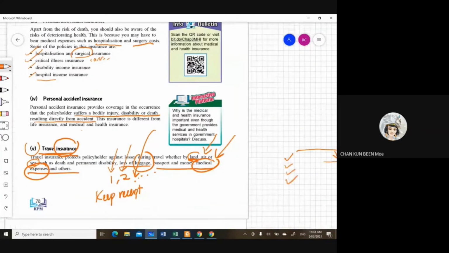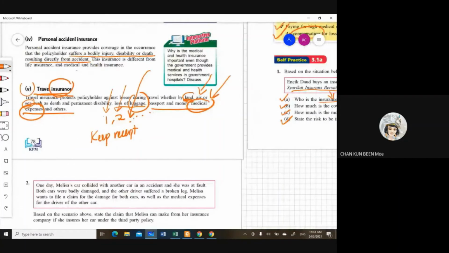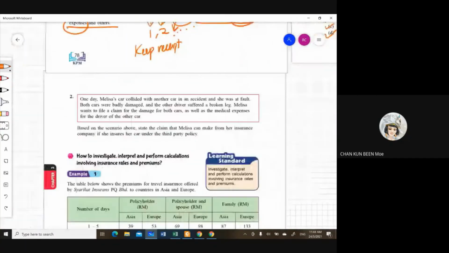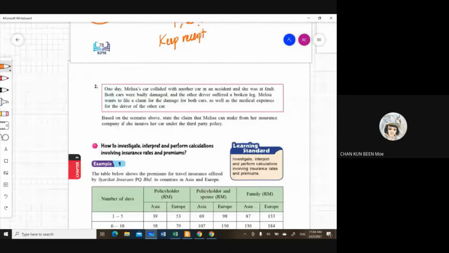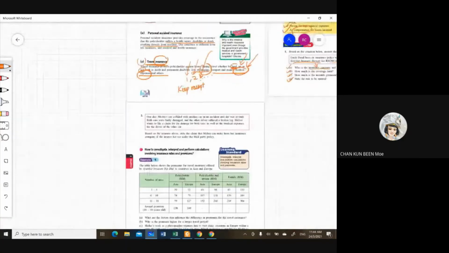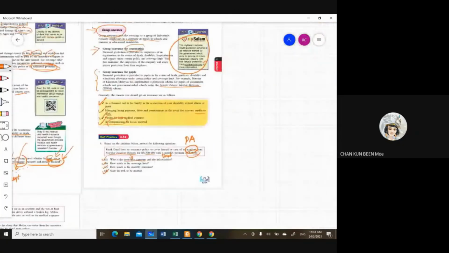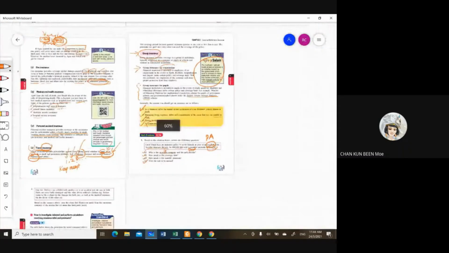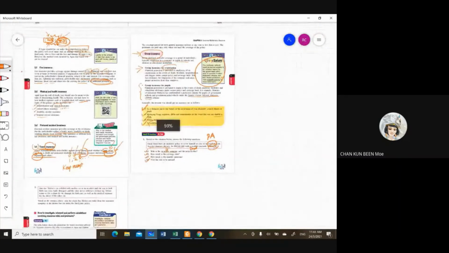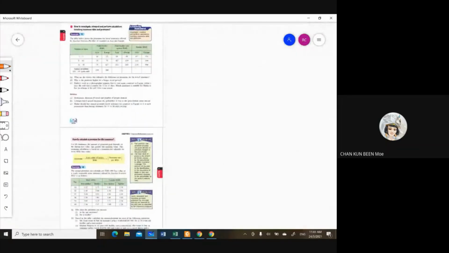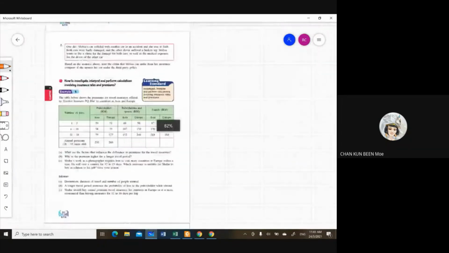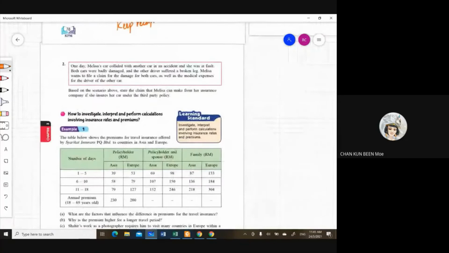Let's look at the next question. Okay, we look at question 2. That is 3.1a. Where is it already? It's a bit messy here. 3.1a, page 79. Okay, page 80, this one. Now we look at this question.